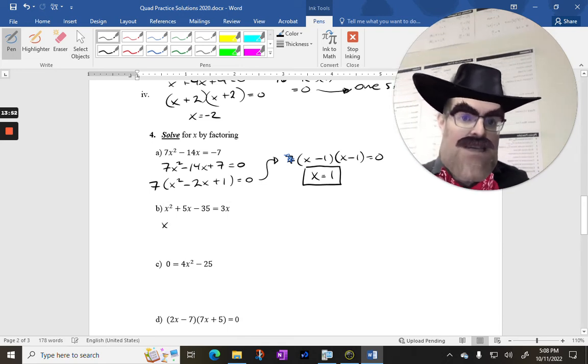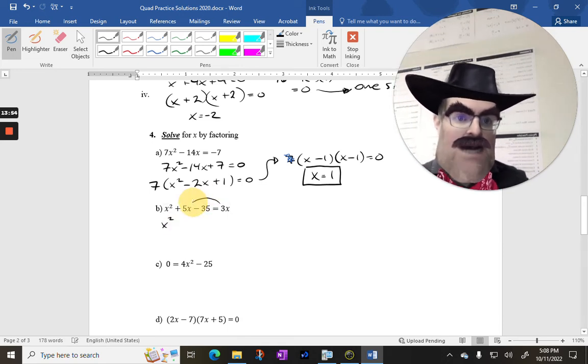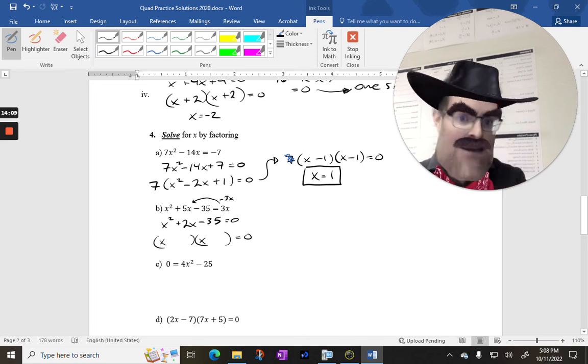So just like the other one, we want to make this equal to 0. So we're going to minus over the 3x to start off with. So I got plus 2x instead. It's equal to 0. Factor, factor, factor, factor. Only one way to get x squared is x times x. Then I have 7 and 5, plus 7, minus 5.